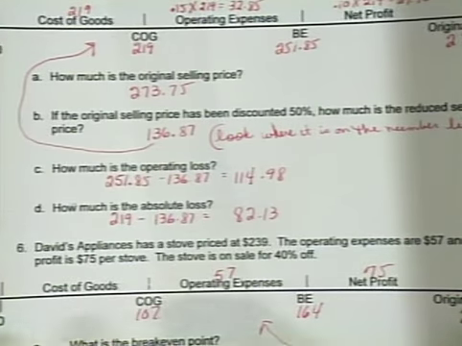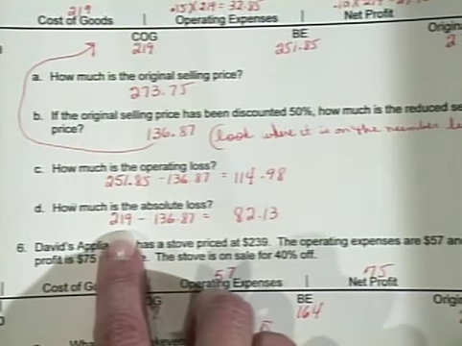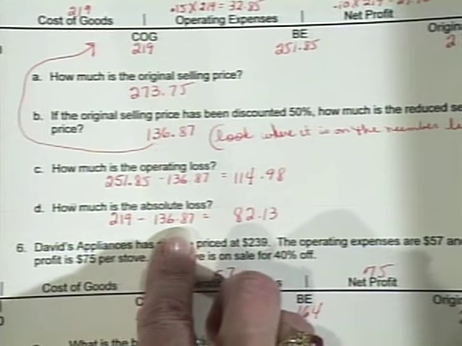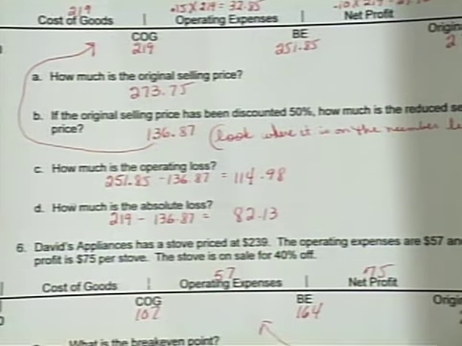How much is the absolute loss? The absolute loss is below cost of goods, so I'll take cost of goods, bring it down, subtract the $136.87, and I got $82.13. Everyone with the numbers? Is that okay in the back?